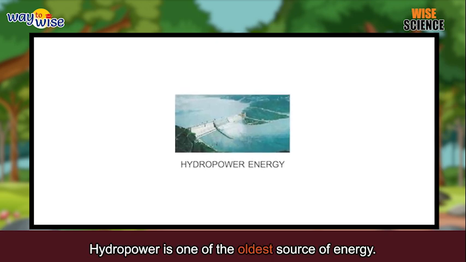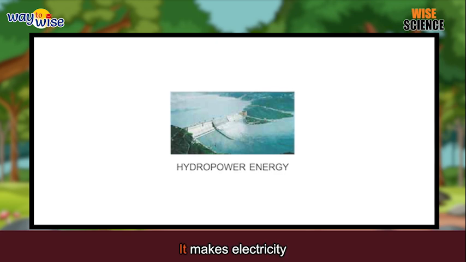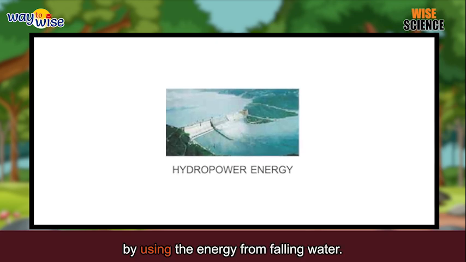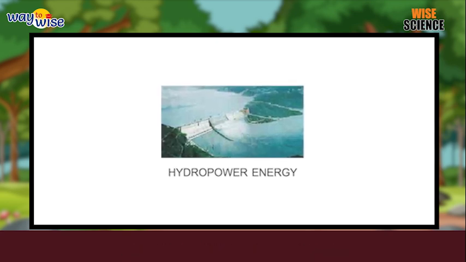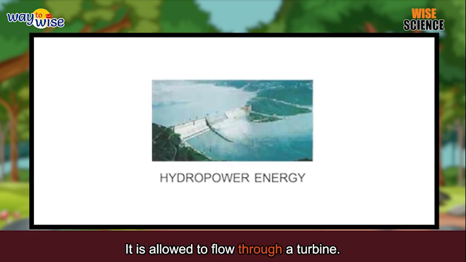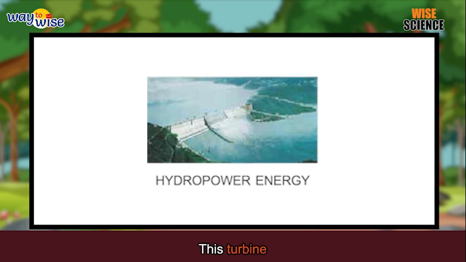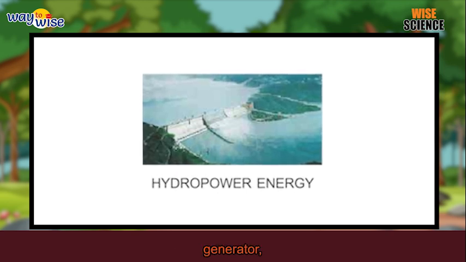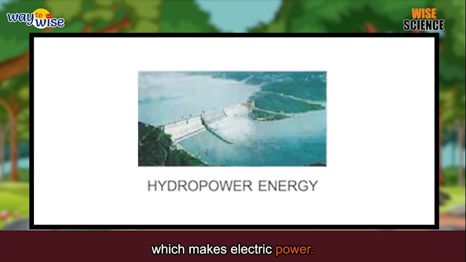Hydropower is one of the oldest sources of energy. It makes electricity by using the energy from falling water. Water is stored in huge dams. It is allowed to flow through a turbine. This turbine drives an electricity generator which makes electric power.